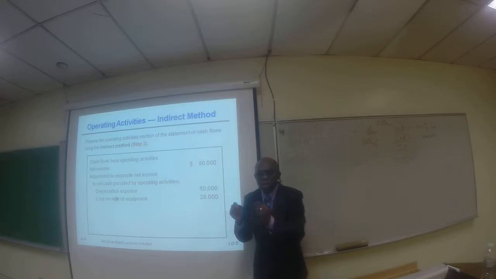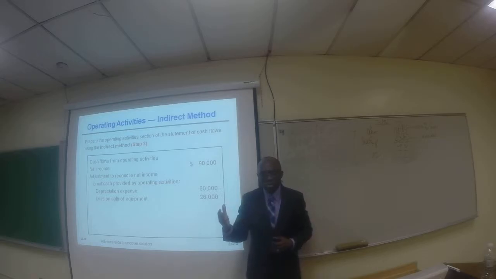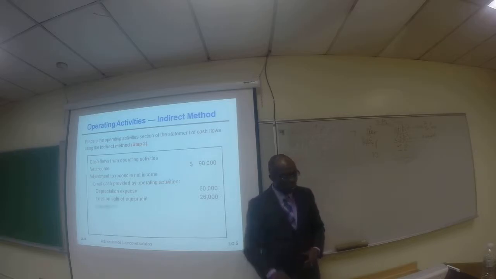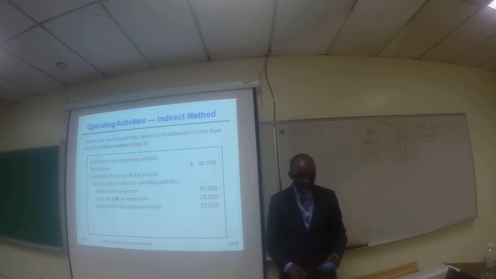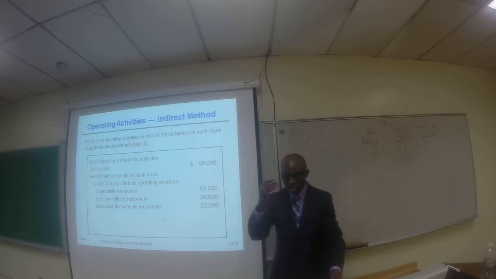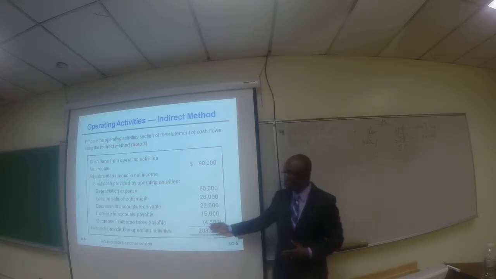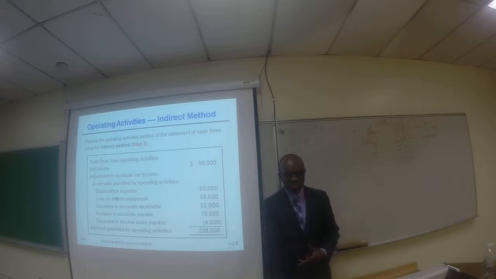Why is that? Because loss on sale of equipment is determined by the difference between the book value and the cash received. So the cash received and loss on sale of equipment are two different things. We are going to talk about that in a minute. So moving along, let's take a look at decrease in accounts receivable. We talked about that. The increase is subtracted, a decrease in accounts receivable has the opposite effect. All right. Accounts payable, we talked about that. And bingo, we have 208,500 in net cash provided by operating activities.